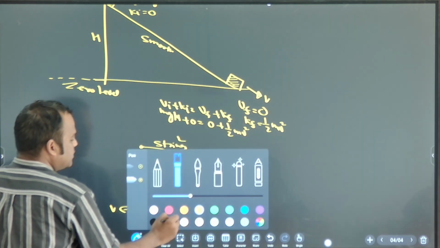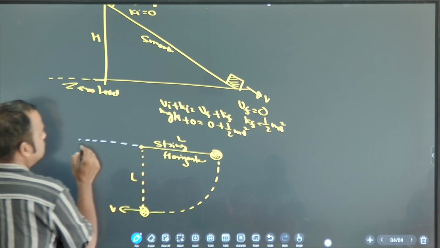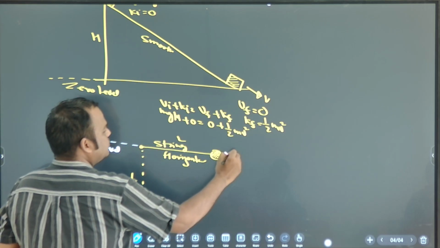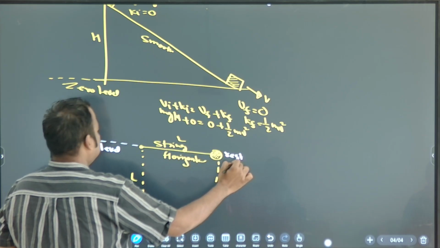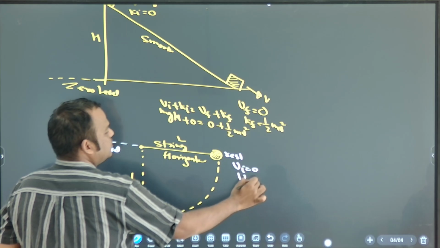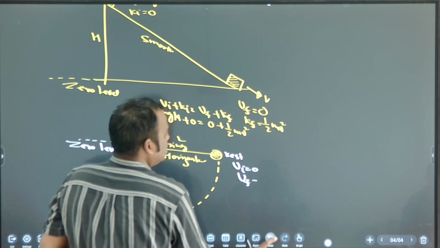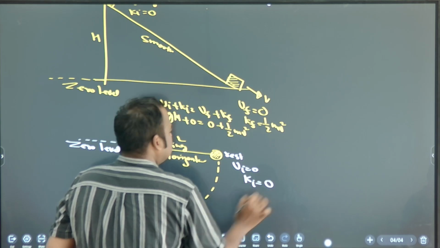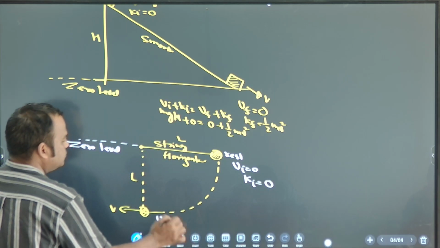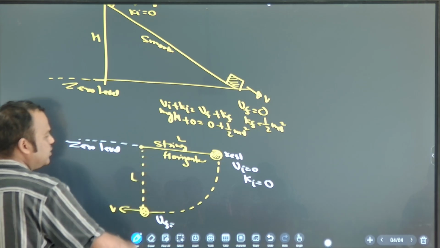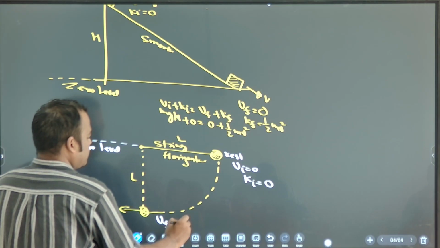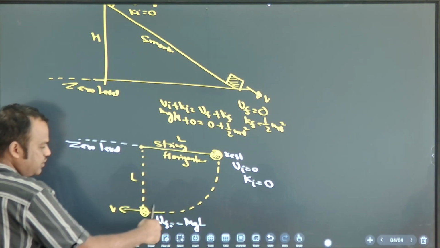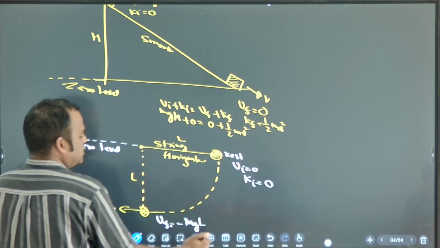So you can take this as the zero level. So what is the initial potential energy? Zero. What is the initial kinetic energy? Zero. Now what is U final? Below. How much below? Correct. So U final is minus mgL. From the zero level, how much below are you? L level. So minus mgL. What is K final?